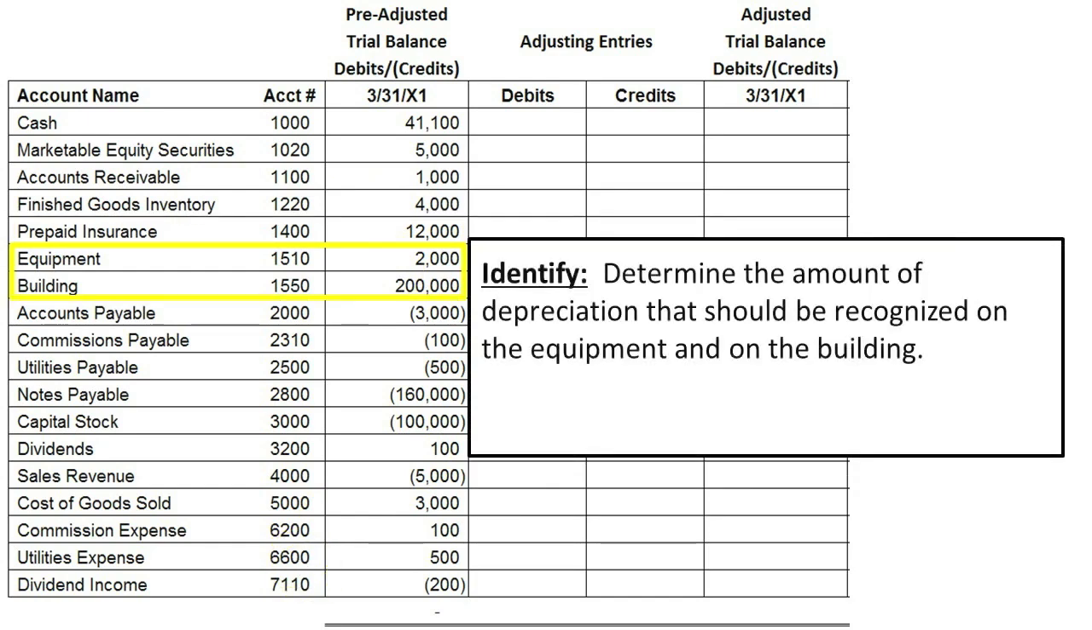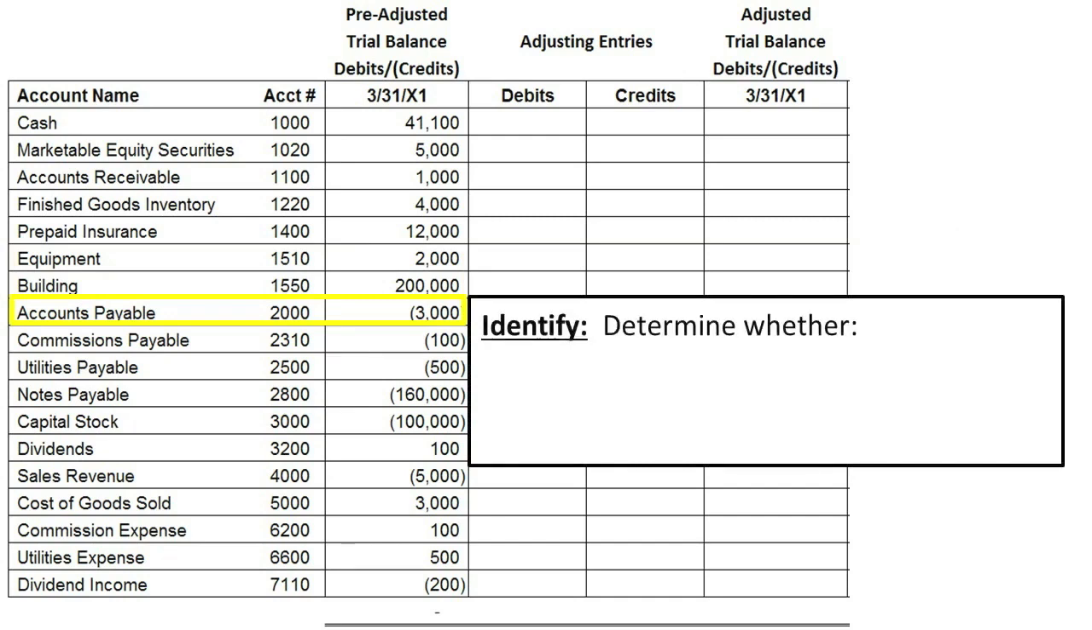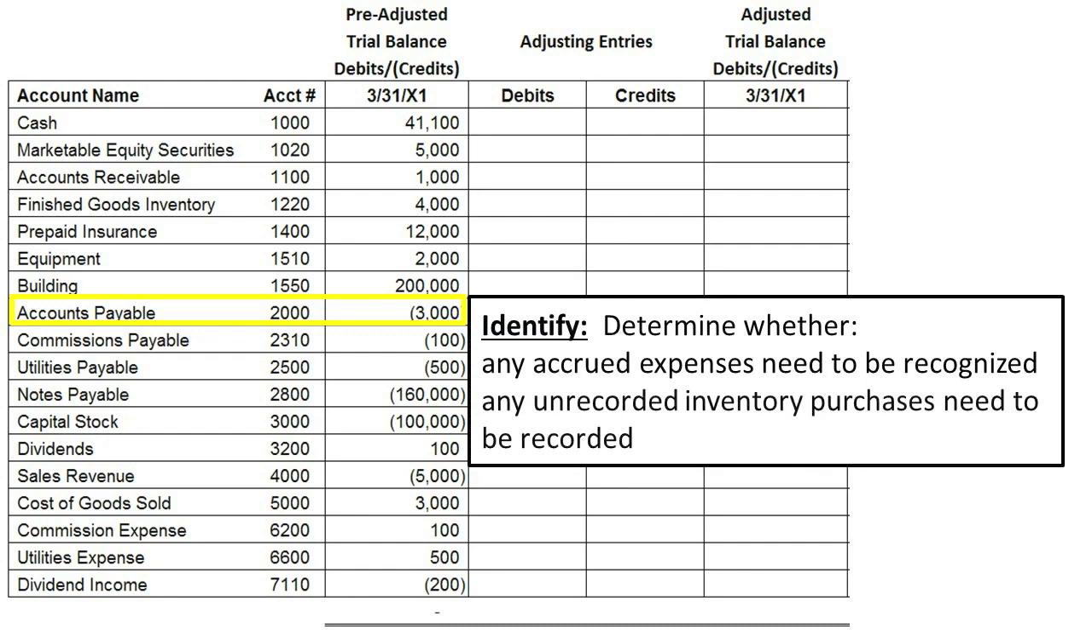Equipment and building. Determine the amount of depreciation that should be recognized on the equipment and on the building so that part of this could be effectively expensed and you'd have a depreciation expense down below. Determine whether the equipment or building has been permanently impaired and needs to be written down. Accounts payable. Determine whether any accrued expenses need to be recognized. Any unrecorded inventory purchases need to be recorded.